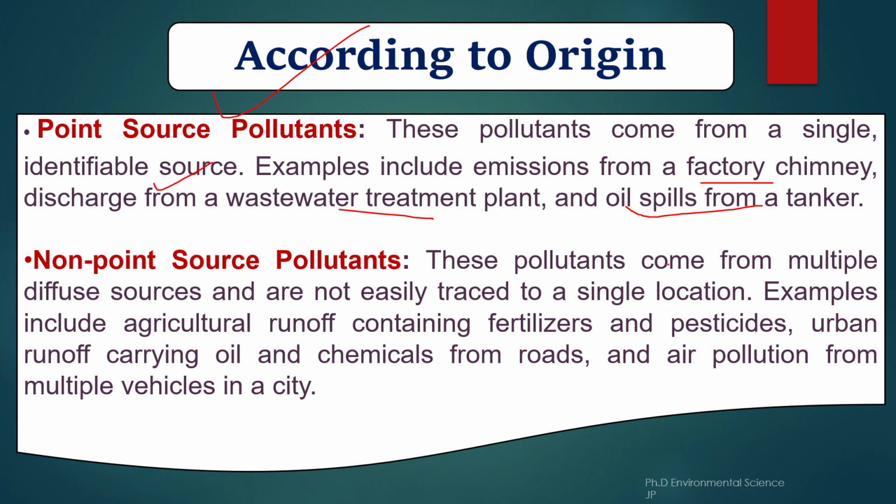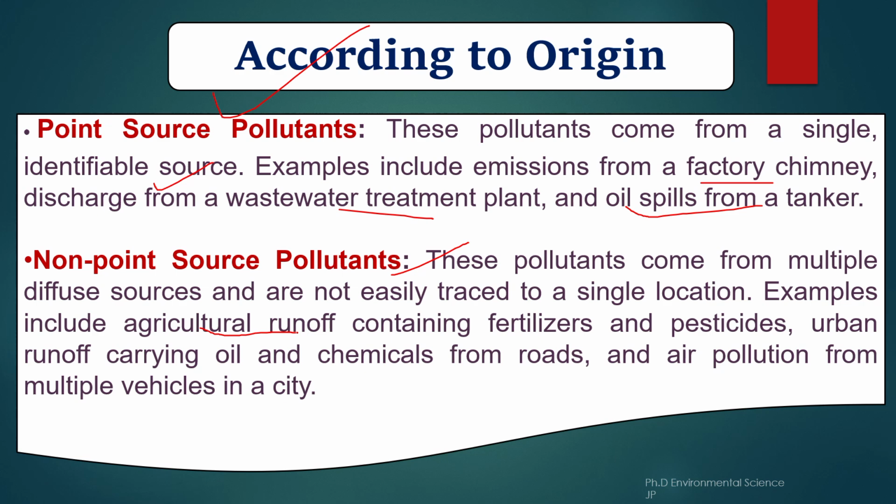Then second is non-point source pollutants. These pollutants come from multiple diffuse sources and are not easily traced to a single identifiable location. These pollutants are often spread over large areas and can result from various activities that collectively contribute to environmental contamination. Example, agricultural runoff. Runoff from agricultural fields can carry fertilizers, pesticides, and sediments into nearby water bodies.